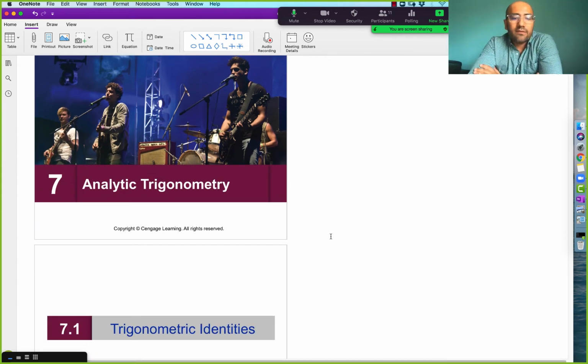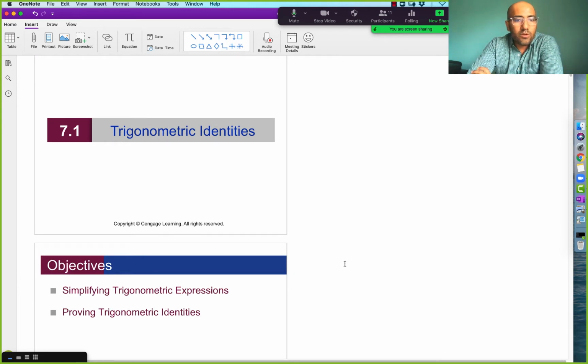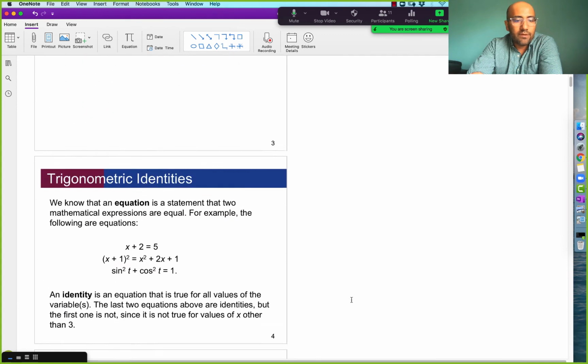Anyway, so back to identities. Identities is another place I think that people are just too busy, too much in a hurry to find the answer without really paying attention to the subtleties of what an identity is. So we're going to work with simplifying trigonometric expressions and proving trigonometric identities. This is the beginning of chapter 7, section 7.1.